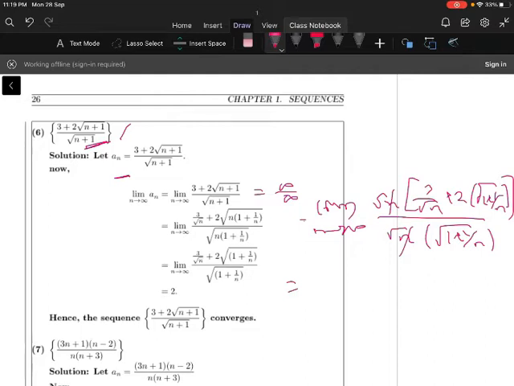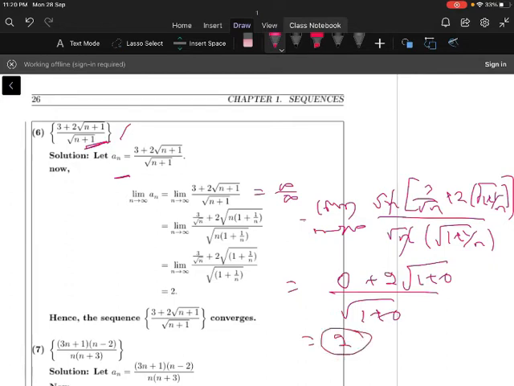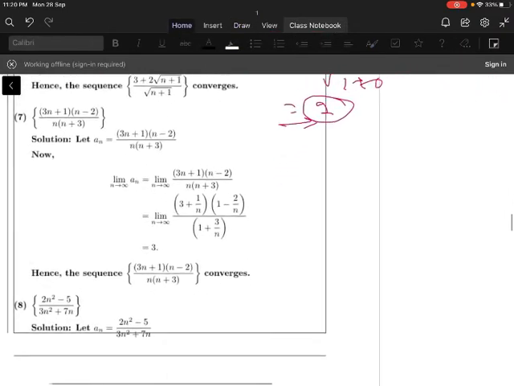Now let us apply the limits. When you apply the limit as n tends to infinity, 3 by infinity, that is 0, plus 2 into √1 plus 0 by √(1 + 0), that goes to 2. So the limit point of this given sequence is 2. Therefore the given sequence converges to 2.